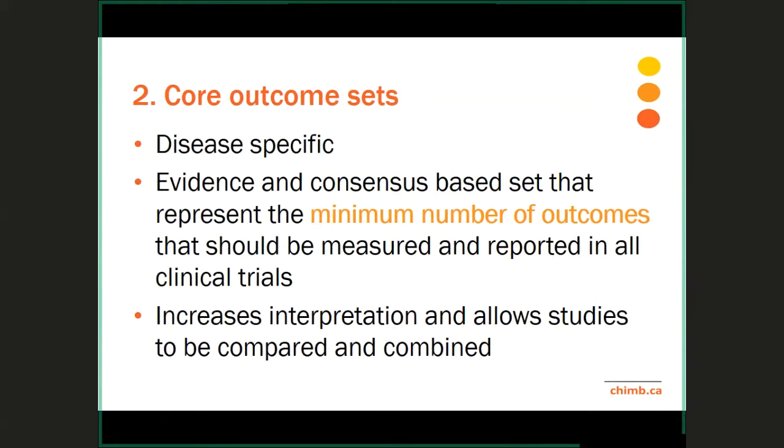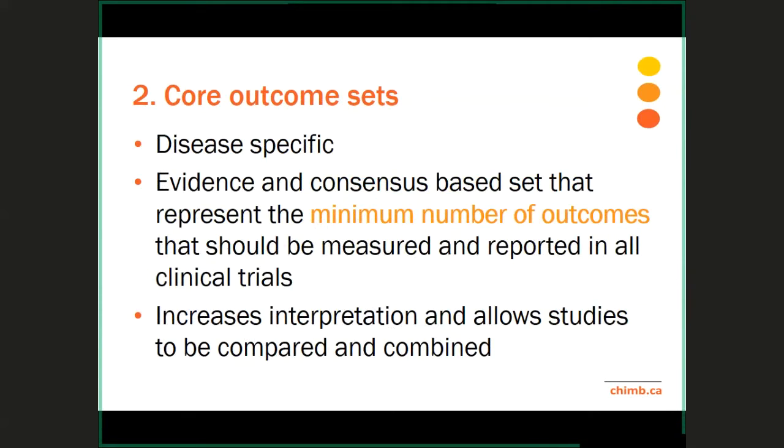The second thing is core outcome sets, and I'm going to give an actual example of one of the core outcome sets that we've developed, and we are just finishing up the publication for right now. So core outcome sets, these are disease specific, and they are a minimum set of outcomes to be reported in any clinical trial or even for quality improvement. And I say a minimum for a reason. I say a minimum, but they tend to be not that small.